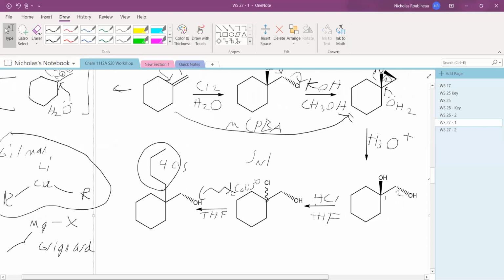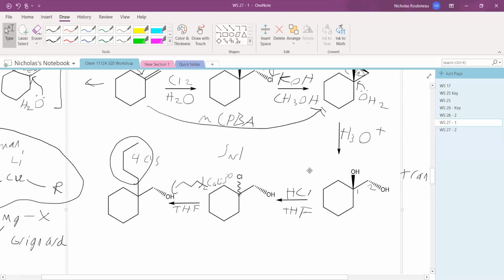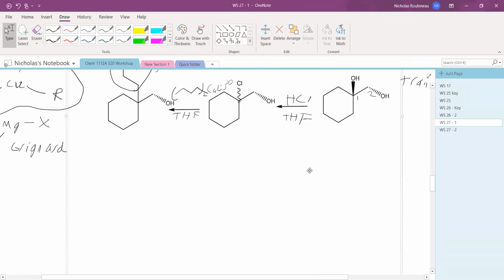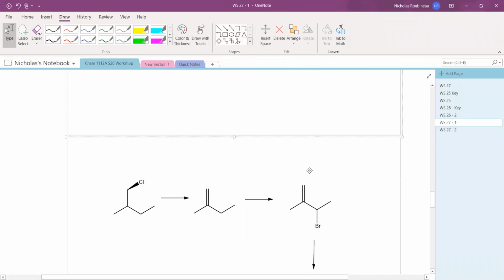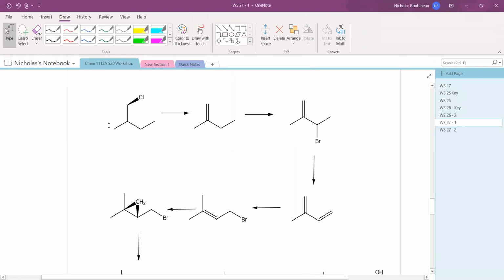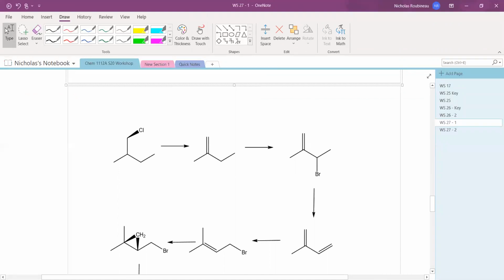Okay. So hopefully the explanations made sense. Right. Now, how do we go from a single halogen to a double bond here? E2 reaction with potassium hydroxide, maybe. Yeah.